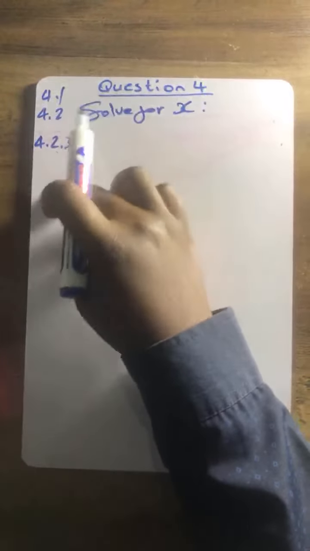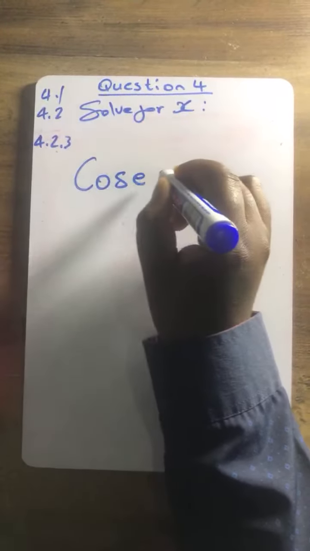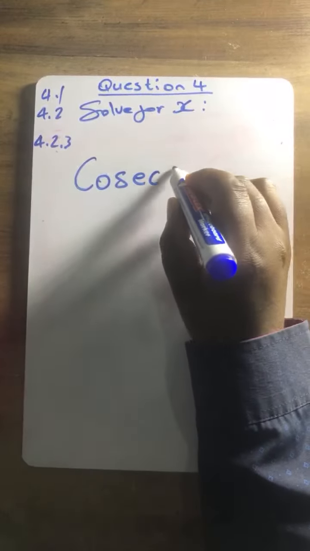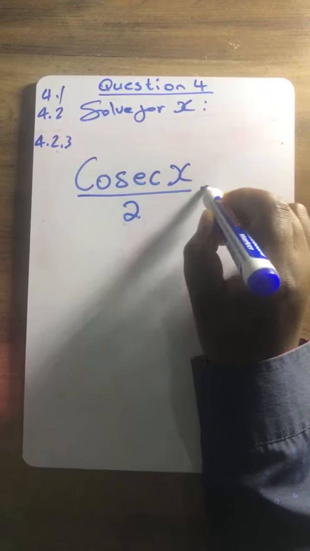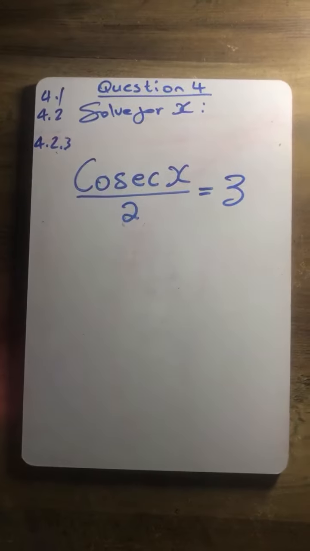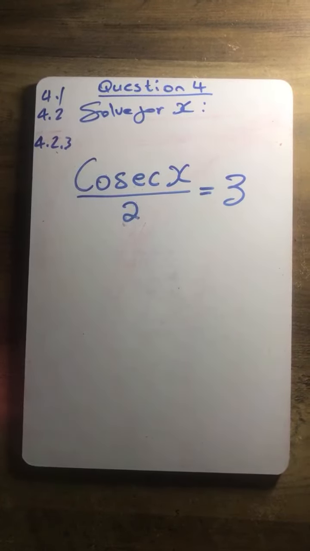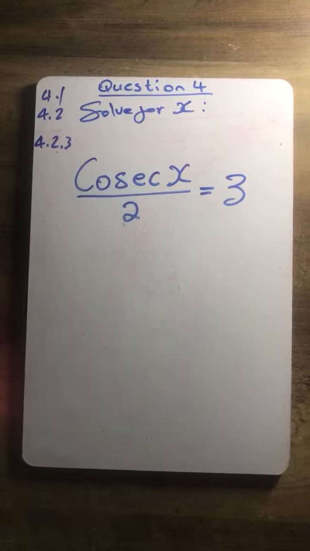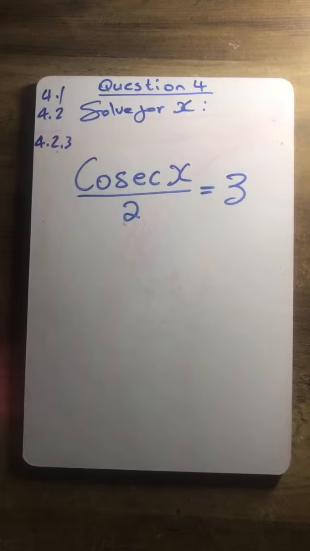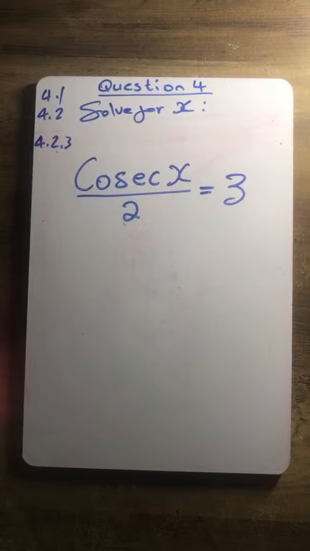Let me just write it so that it's clear, because some of you are going to act surprised. Cosec x divided by 2 equals 3. Yes, I'm not going to say much, but I will leave it at that and say you guys work it out, and then I want to see how far you can go with that one.